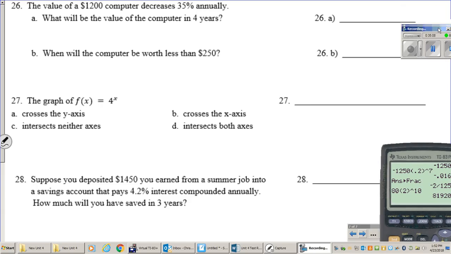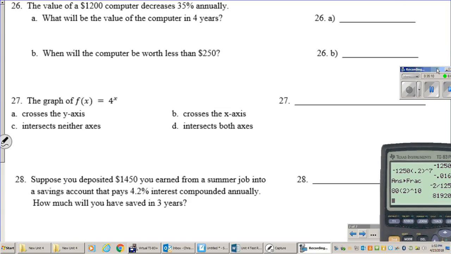Okay, guys, we're almost there. We're looking at number 26 now. It says the value of a $1,200 computer decreases 35% annually. What will the value of the computer be in 4 years? When will the computer be worth less than $250?